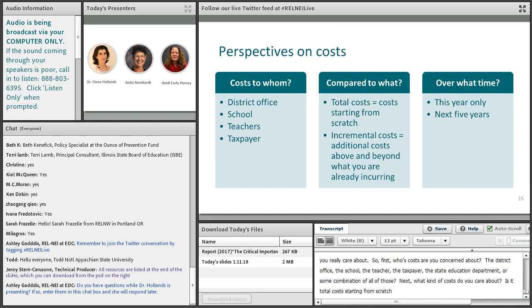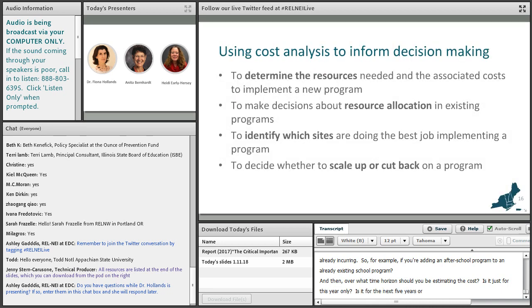Next, what kind of costs do you care about? Is it total cost starting from scratch? So for example, if you're creating a charter school, you're really going to want to know what does it cost from beginning to end? Or are you just concerned about the incremental costs above and beyond what you're already incurring? So for example, if you are adding an after-school program to an already existing school program. And then over what time horizon should you be estimating the cost? Is it just for this year only? Is it for the next 5 years or some other time period?